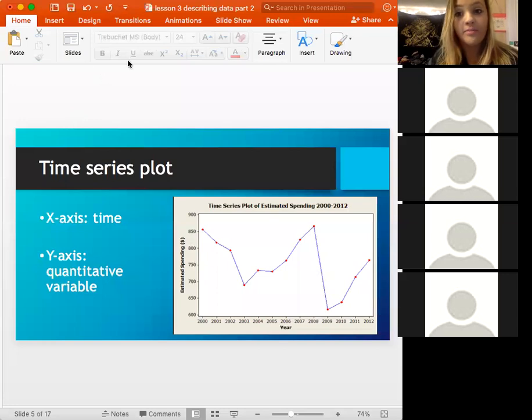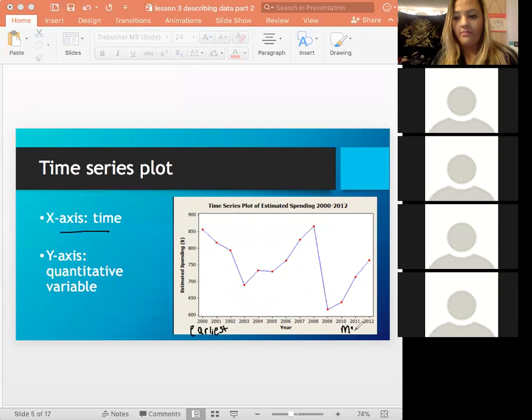Okay, so our time series plot, this is a way that we can show how things change over time. Our x-axis is always going to be time. This is definitely constant just because you're always going to have the earliest to the most recent. And then our y-axis is going to be some sort of quantitative variable. So once again, this is a way to represent a quantitative variable.